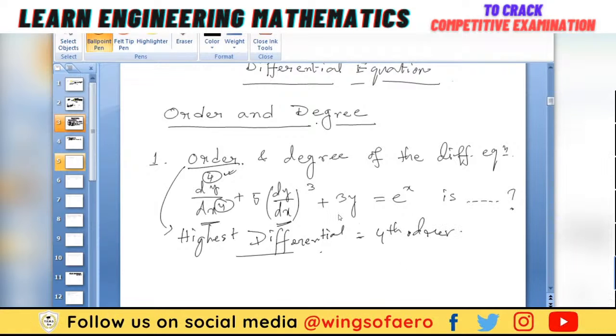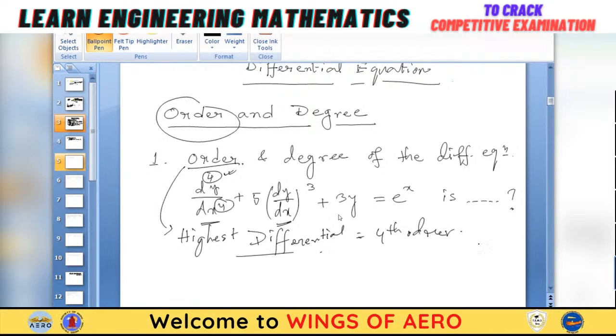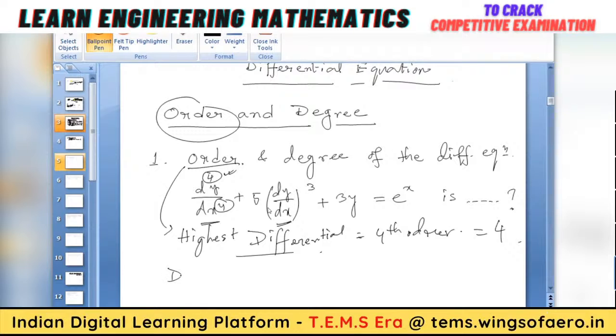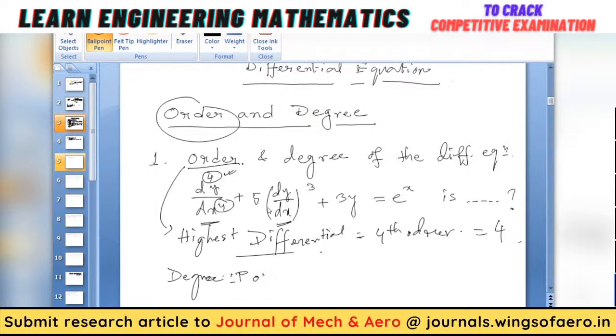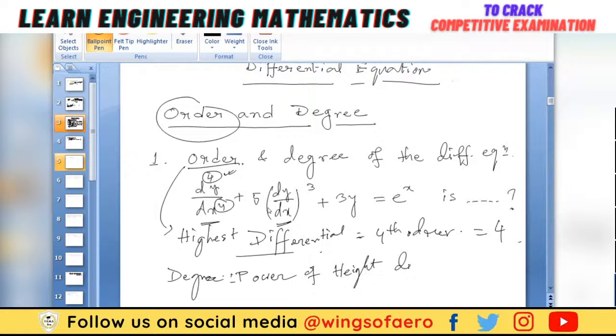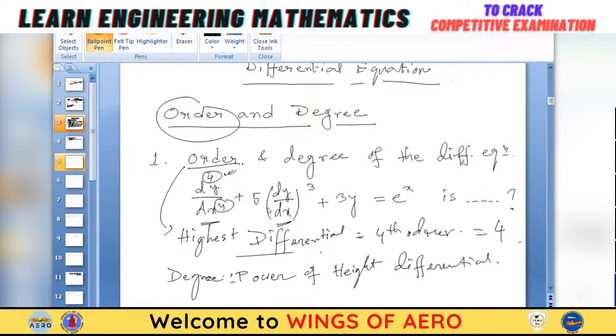So it means the order of this differential equation is equal to 4. And what is degree? Degree is the power of the highest differential. Okay, so look at this.